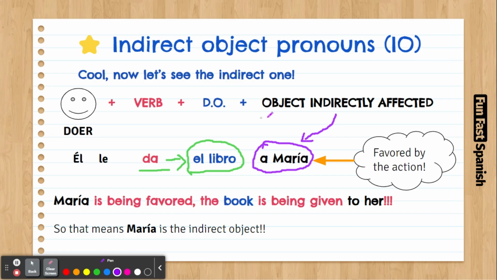This exists also in English. Simple. I give it to her. What did you give? The thing. To whom? To her. So her is going to be the indirect object.